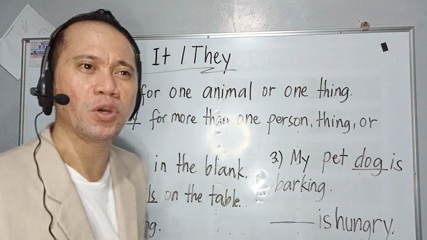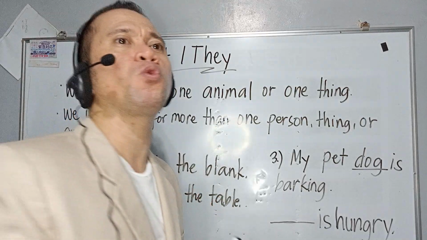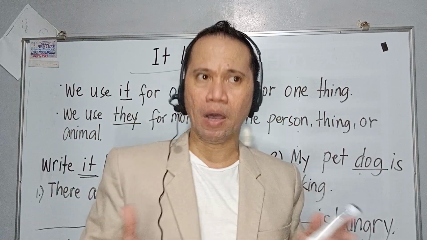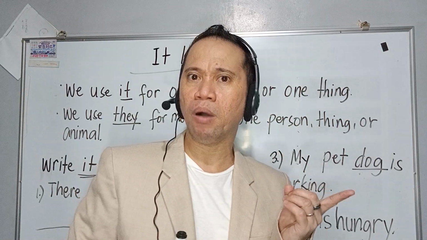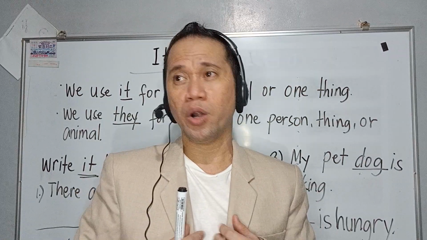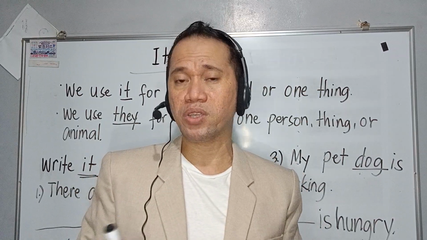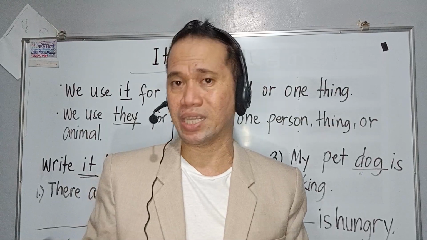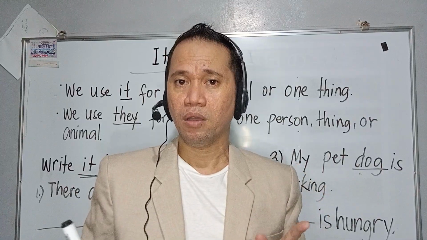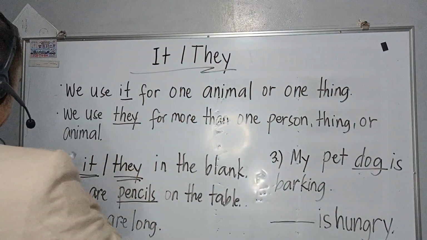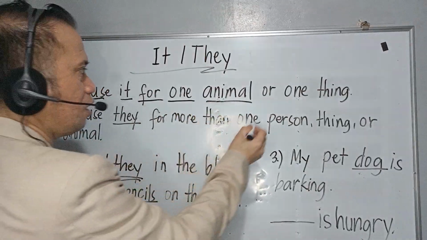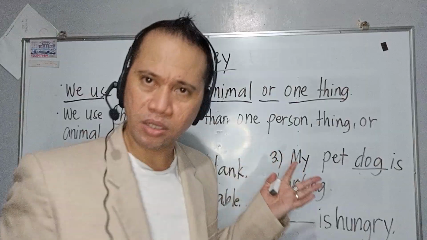We discuss "it" or "they". Talking about "it", my dear viewers, we use "it" to refer to one thing or one animal. Say for example, it refers to one carabao, one cow, one lion, one tiger, or even one thing, for example, a cabinet, a cell phone. We are going to use "it", not "they", because remember, we use "it" for one animal or one thing, just like what I say.